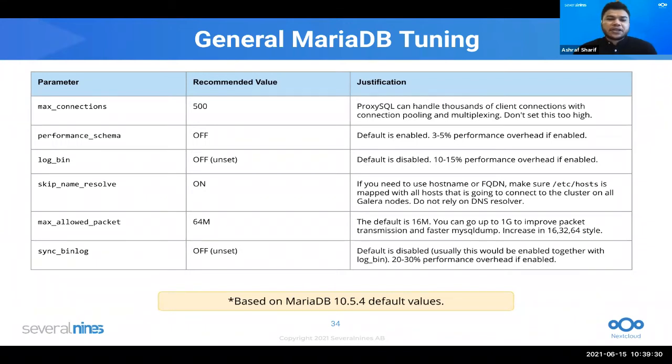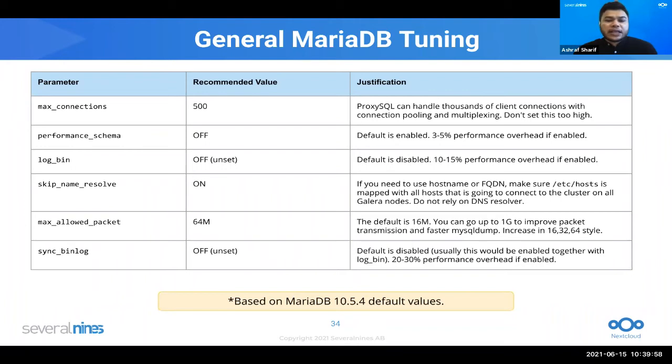If we are really after the performance, we can turn off performance schema to get a 3 to 5% performance boost, with a trade-off of no in-depth monitoring and instrumentation. The binary log can also have a bit of performance overhead, especially if we turn on the sync_binlog parameter. By disabling this, we could have around 10% performance improvement.